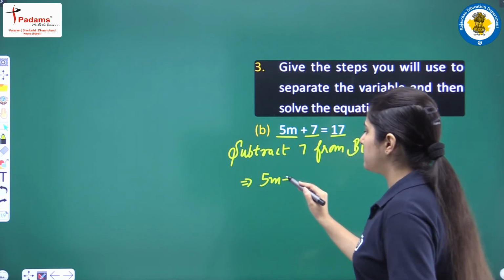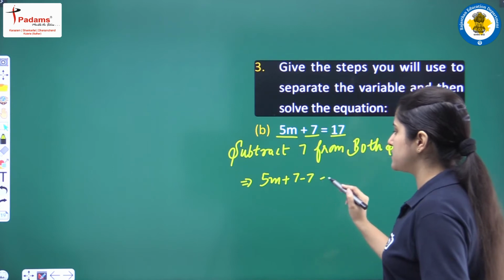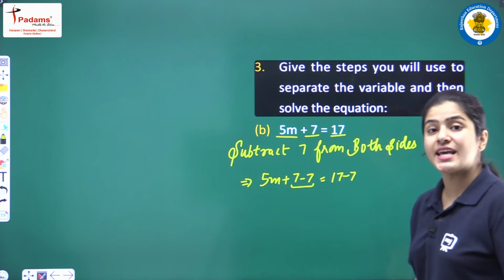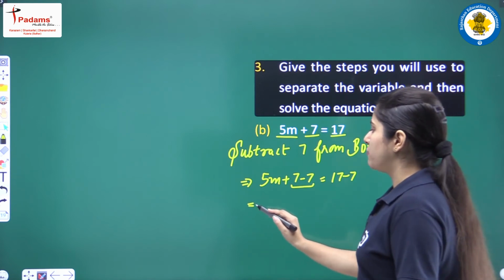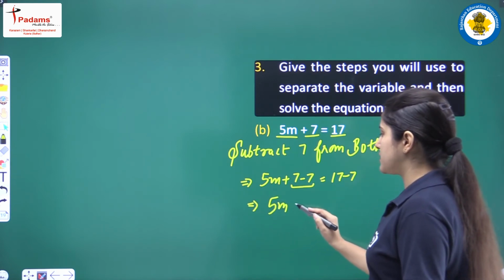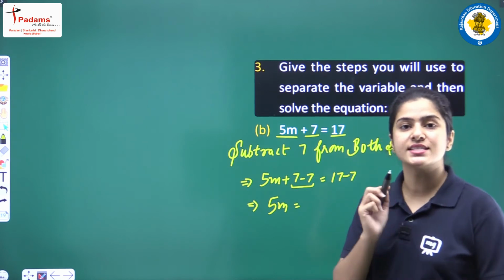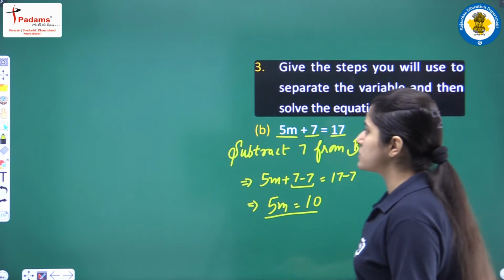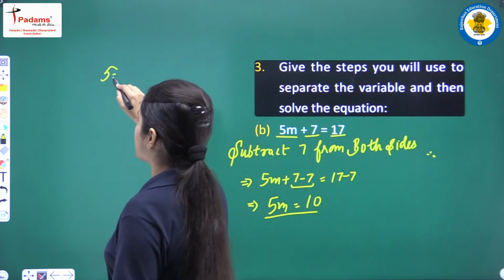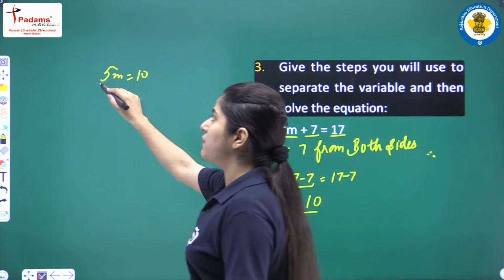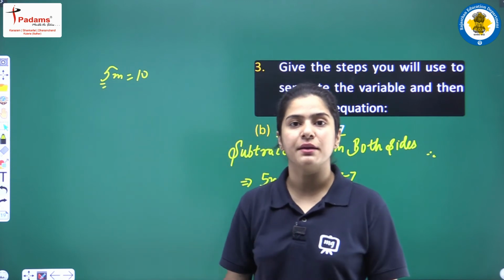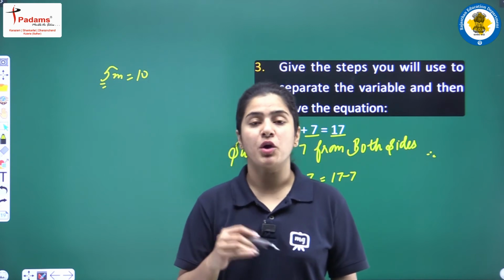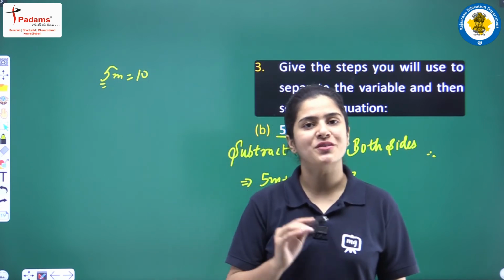5m plus 7 minus 7 is equal to 17 minus 7. Clearly students, 7 minus 7 is 0. So 5m is equal to 17 minus 7, which is 10. Now students, 5m is equal to 10. 5 is in multiplication with the variable, right? So if we have to eliminate this 5, then what do we do? We'll divide by 5 on both the sides.